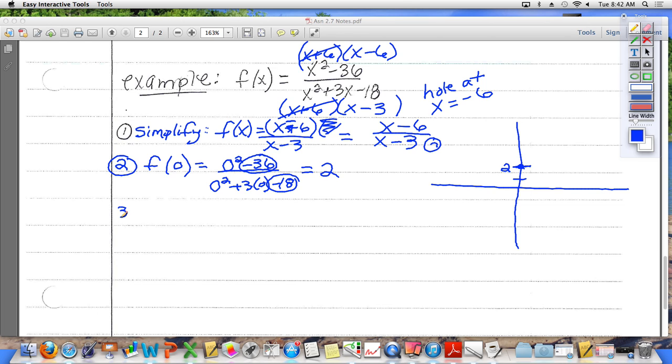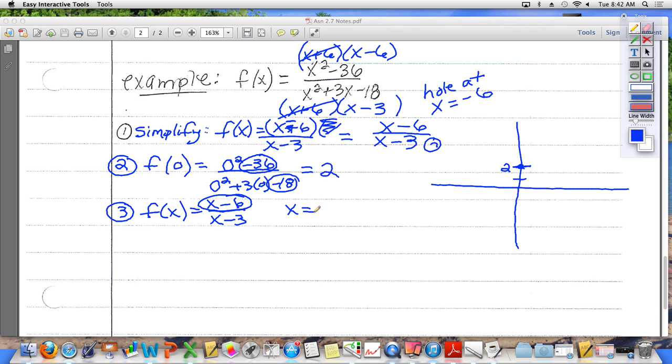Step 3. What is step 3? You have to find the zeros of the numerator. You can use your simplified expression for this. My simplified expression right now is x minus 6 divided by x minus 3, and we are only looking at the x minus 6.